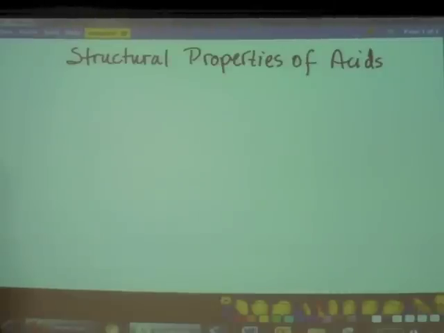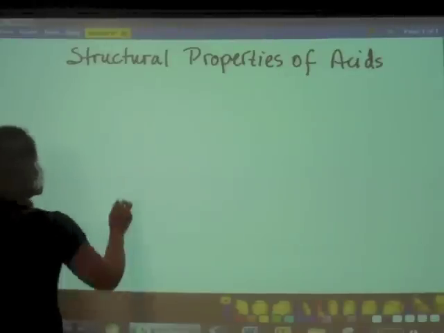For this chapter about acid-base equilibrium, we'll look at some structural properties of acids and also the way that oxides behave in water. All right, so how do we know when something is an acid?